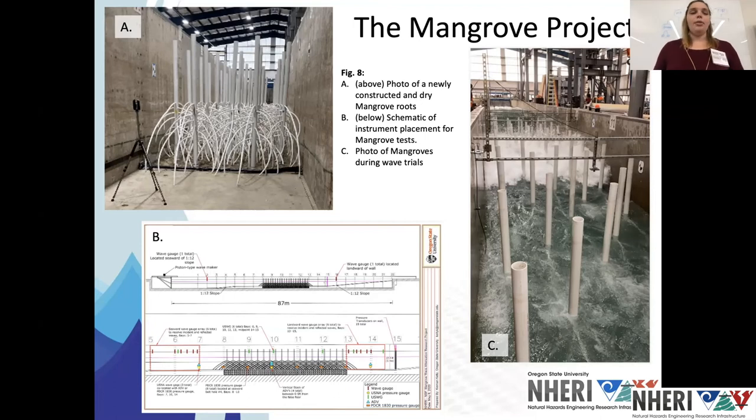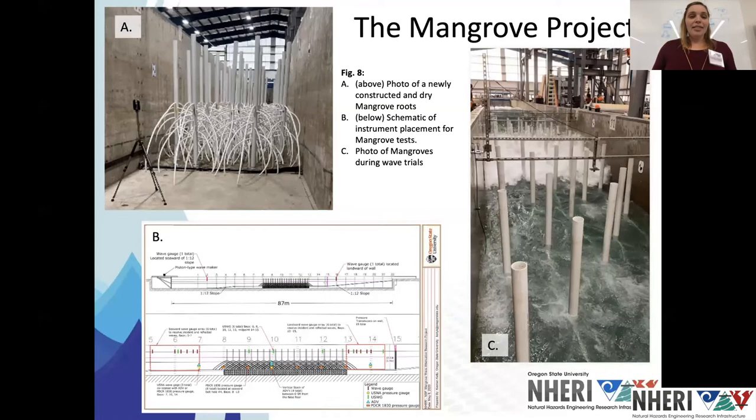Same thing here. There was a set of ADVs that were set up before and after the configurations. Unlike the pods, though, these were done with six different kinds of configurations. So they had a low density mangrove system, high density mangrove system, and then the baseline with no mangroves. But then they also had a seawall that was placed behind the mangroves as well.